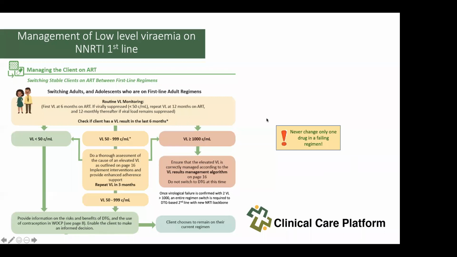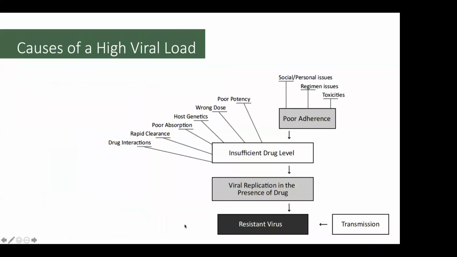But the golden rule, really, remember, some of these patients already have mutations, especially if the viral load is more than 500. So you need to be very cautious about your decision to just introduce one drug. You probably need to consider classifying your patient as treatment failure and switching them as needed right there.